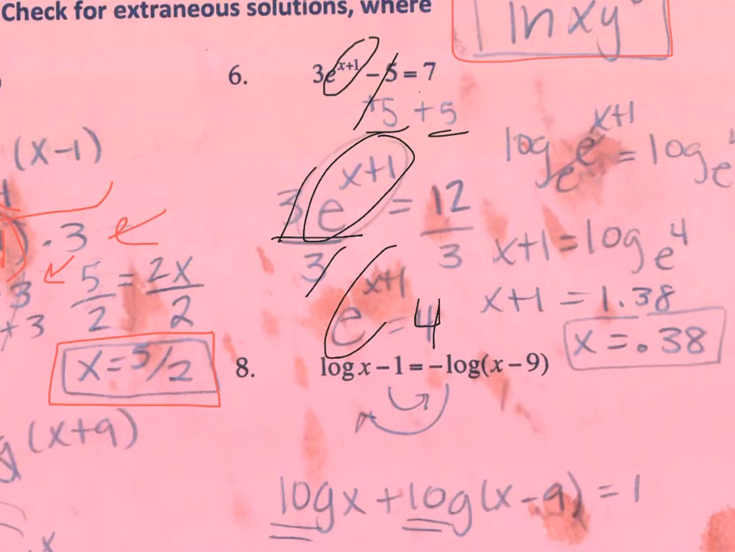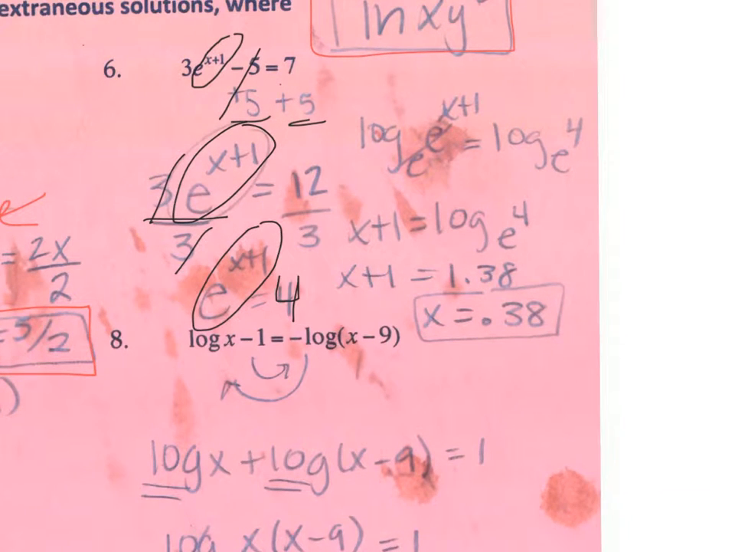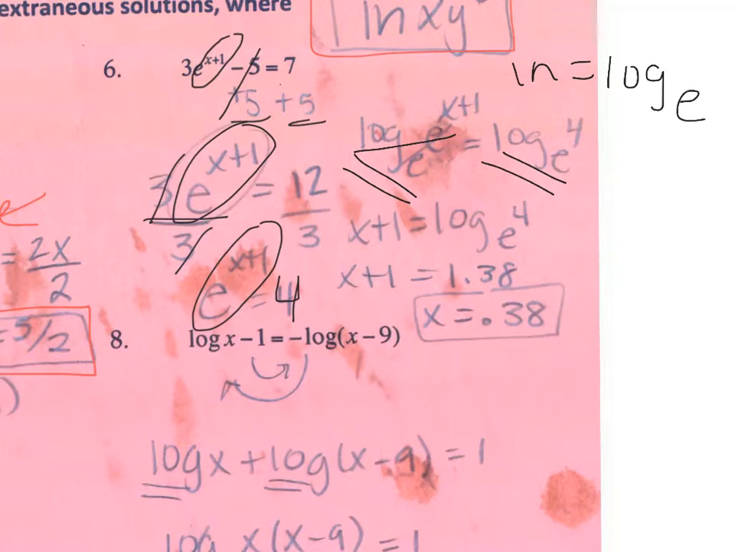And now that we've isolated the base raised to the power, we need to have log base e, or natural log, on both sides, right? Because natural log is equal to log base e, whichever you prefer. So now on the left, it cancels. We're left with x plus 1 on the left. On the right, log base e of 4. Or if you prefer, you could say x plus 1 is equal to ln 4.